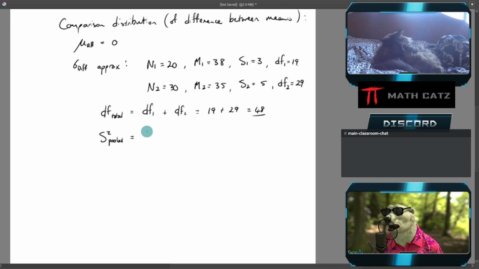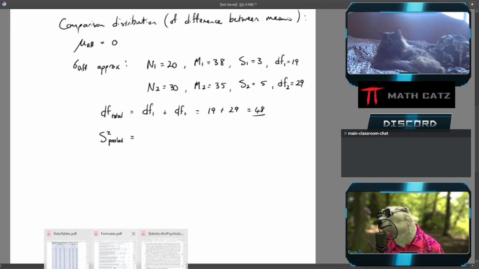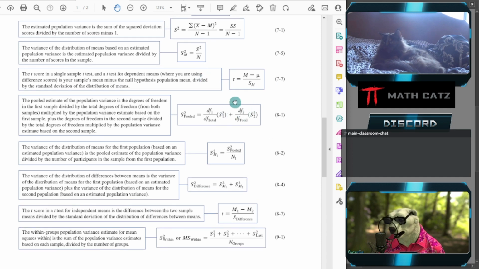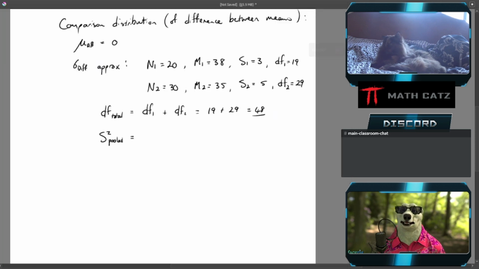So let's write this out and show the formula that we're looking at here. We're at 8.1 here, where to get the pooled variance estimate, pooling both samples together to get the best variance, I'm going to combine the two variance estimates from each sample, but I'm going to weigh them according to the degrees of freedom, which is directly related to the sample size. So that's the formula we're going to use.